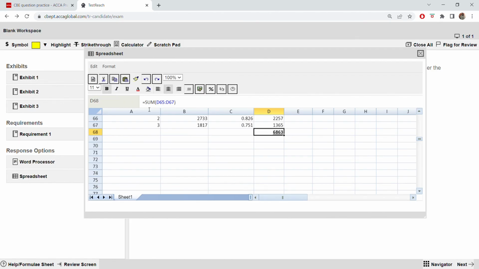Now, next working: interest saving on subsidized loan.